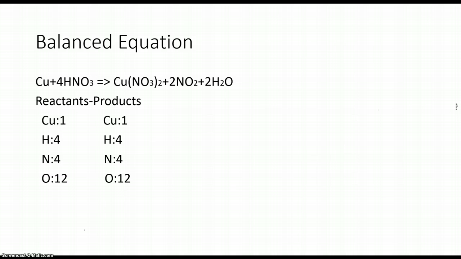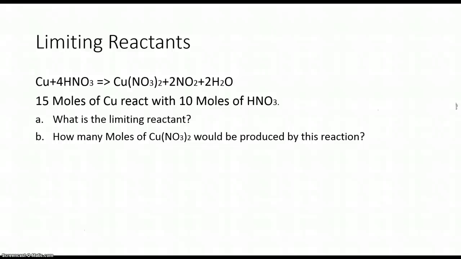You can see in the chart down here, there's 1 copper, 4 hydrogen, 4 nitrogen, 12 oxygen. It all adds up. The balanced equation is Cu + 4HNO3 reacts to produce Cu(NO3)2 + 2NO2 + 2H2O.